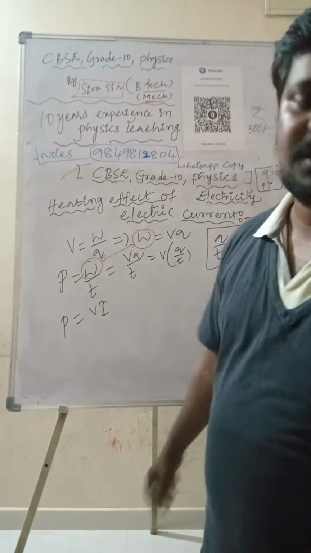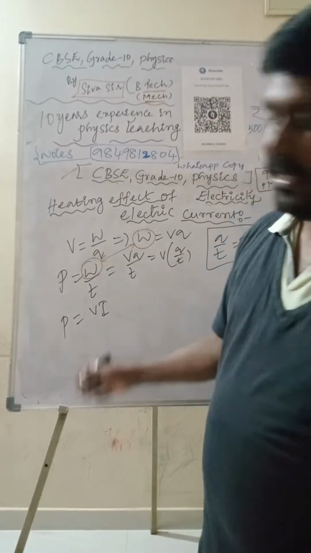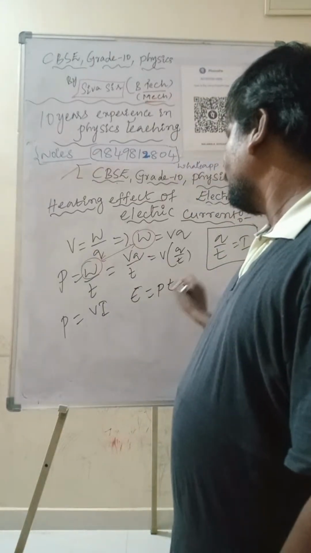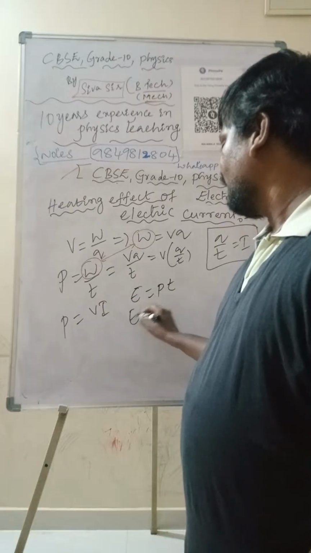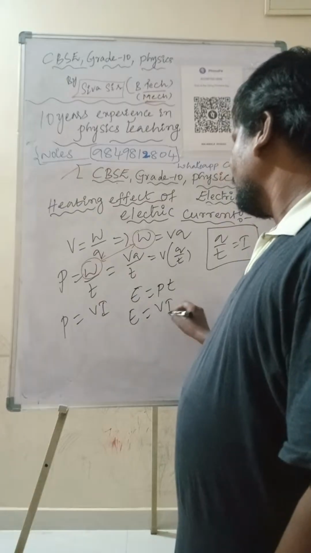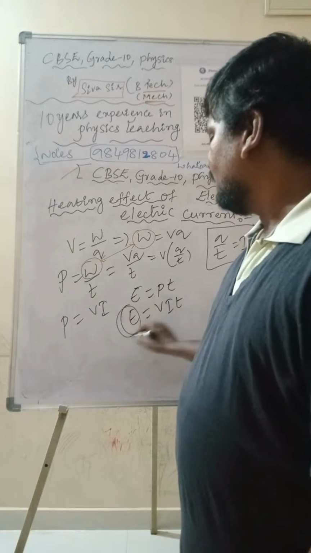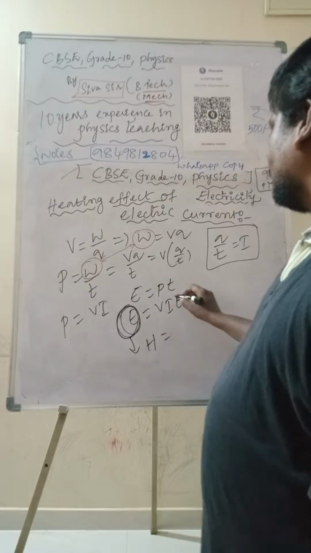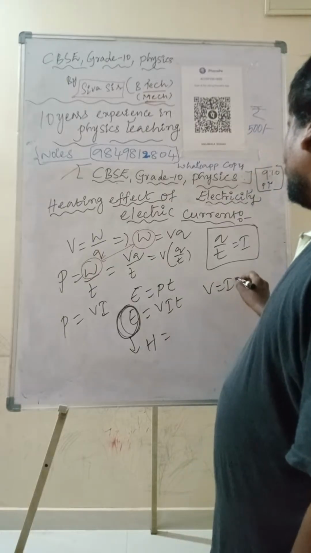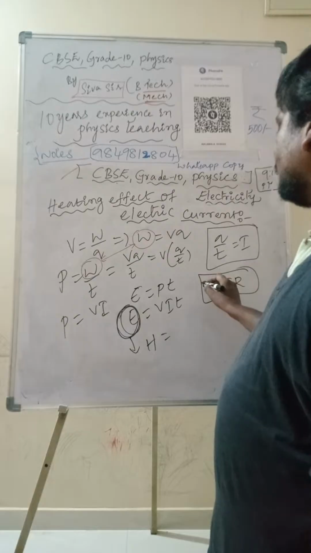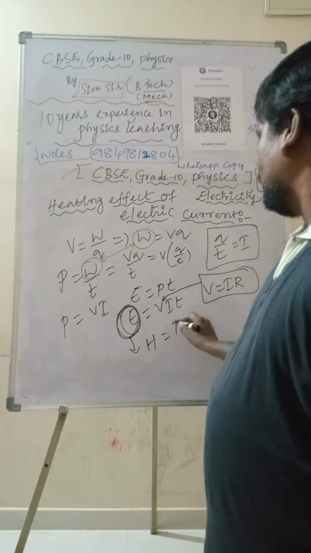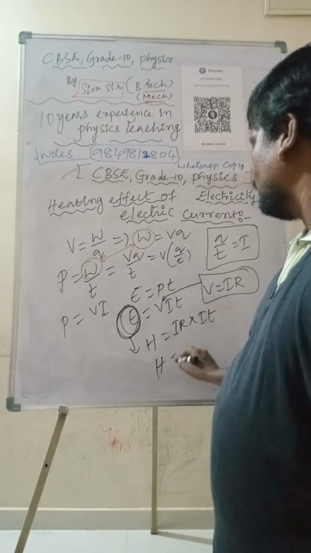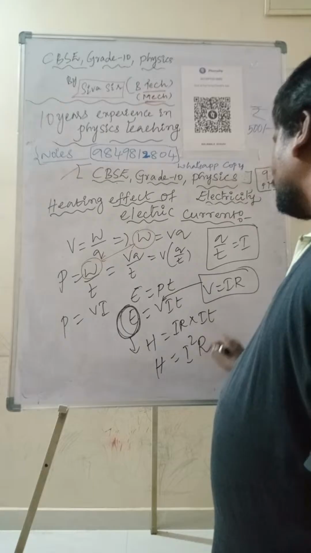P equal to V into I. So energy is given to the conductor for a certain time. So E equal to P into T. In place of P we are substituting VI, so VI into T. Here, whatever energy is given to the conductor will become heat, so heat produced in the conductor. Using the V equal to IR formula, we substitute here, then IR into I into T. So then we'll get H equal to I square RT.